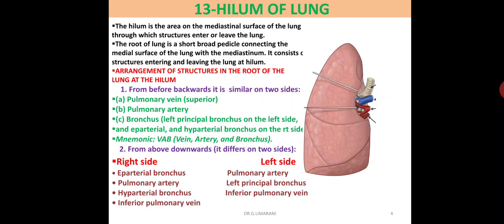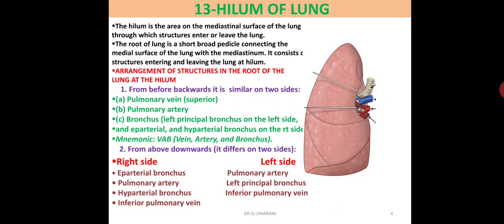So, hilum of the lung. What is hilum? Hilum is the area on the mediastinal surface of the lung through which structures enter or leave the lung. Here a short broad pedicle known as the root of the lung connects the medial surface of the lung with the mediastinum. It consists of structures entering and leaving the lung at the hilum.